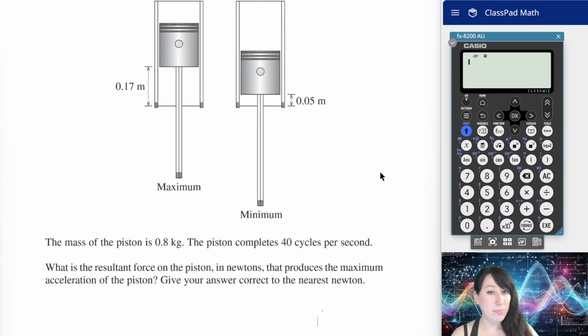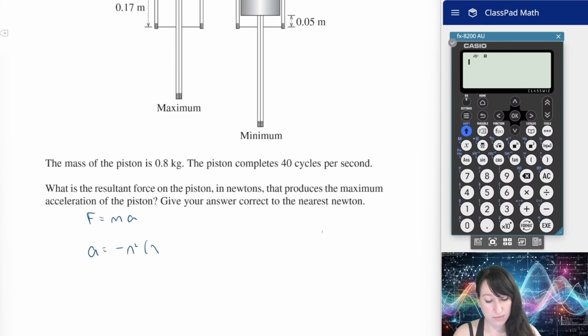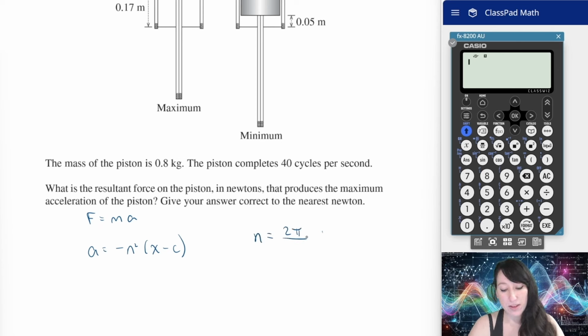Alright, so we're working with simple harmonic motion here, and we're working with force and acceleration. We know that F equals ma. Now, for simple harmonic motion, we have acceleration equals negative n squared times x minus c. Remember, we can find n by taking 2 pi divided by the period. Now, if the piston completes 40 cycles per second, that means its period is 1/40th of a second. So n is 80 pi.